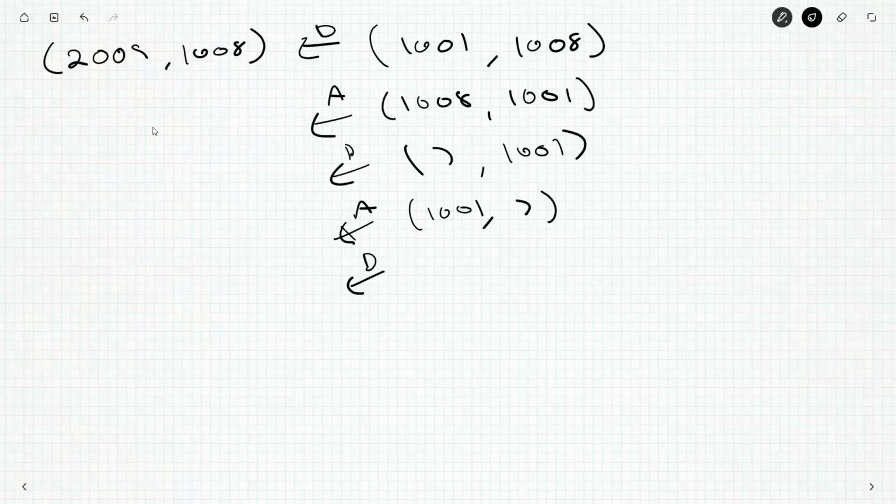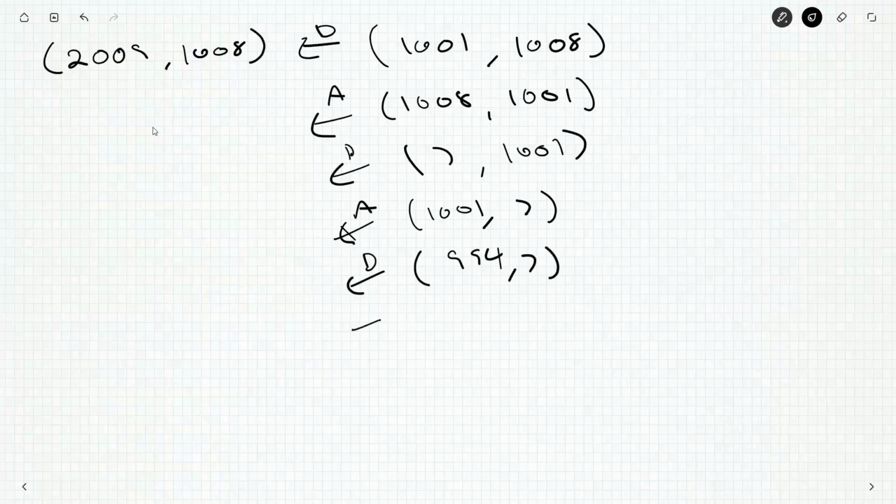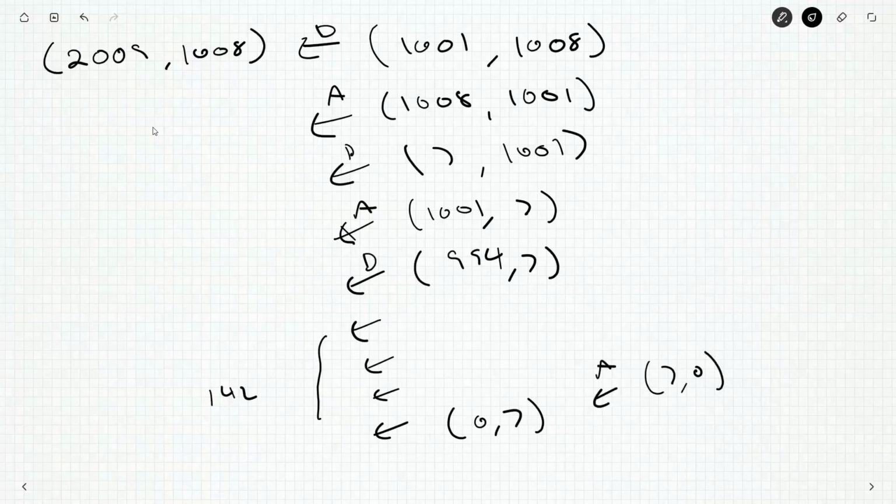Okay, and then D's here. So I can subtract off a 7, 1001 minus 7 is 994. Subtract off another one. Well, I can just keep subtracting off 7. So 994, how many 7s? Oh, 7 goes into it. So after 142 steps, I'll be down to 0, 7. Okay. And swapping this around with an A, well, now I can't really subtract any zeros away.